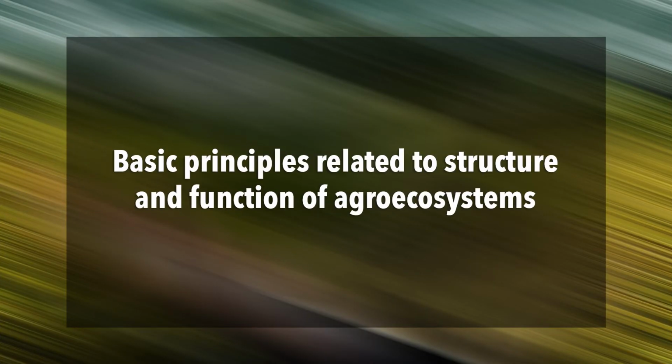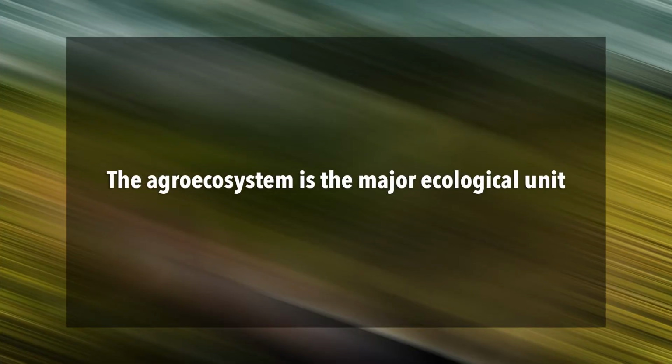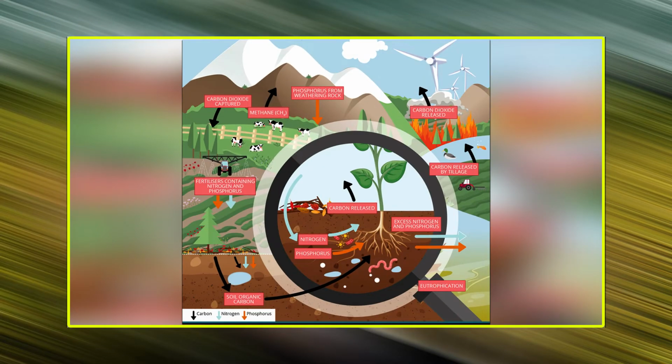Now, let us discuss the basic principles related to structure and function of agroecosystems. One of the important contributions of agroecology is a list of some basic principles relating to the structure and function of agroecosystems. The agroecosystem is the major ecological unit. It contains both biotic and abiotic components that are interdependent and interacting, and through which nutrients are cycled and energy flows.